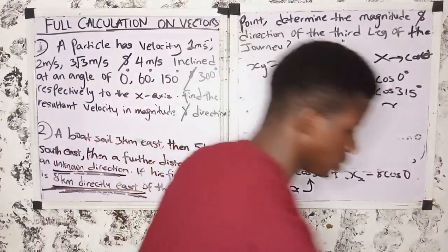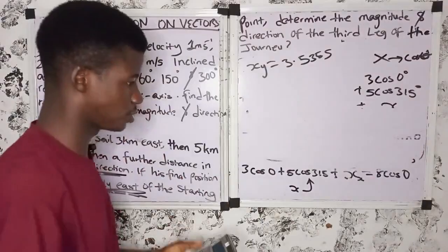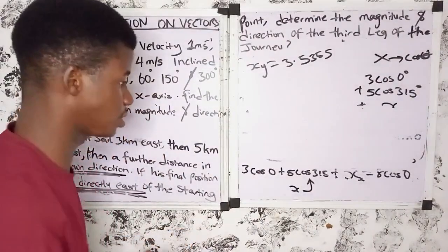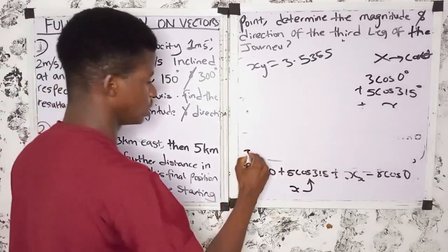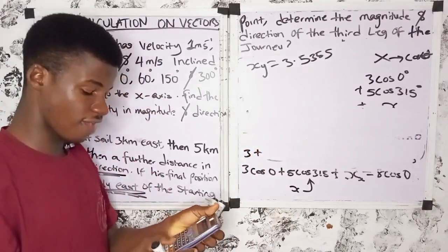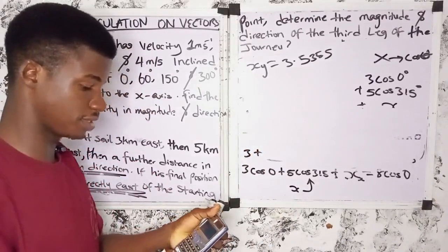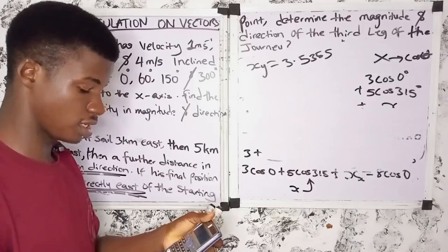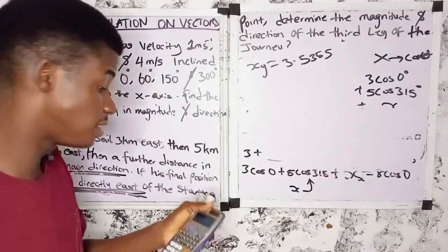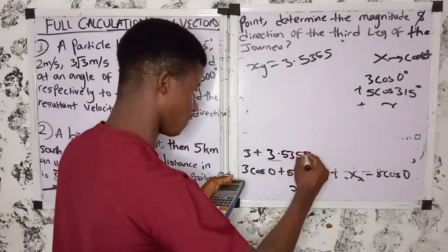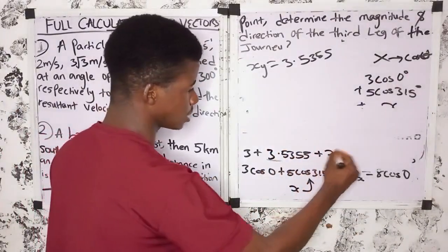Alright, so let me continue. If we add 3 cos 0, 3 cos 0 is 3, okay? So 3 then plus 5 cos 315 degrees. 5 cos 315 degrees is 3.5355, plus 3.5355. Then plus the unknown, right?